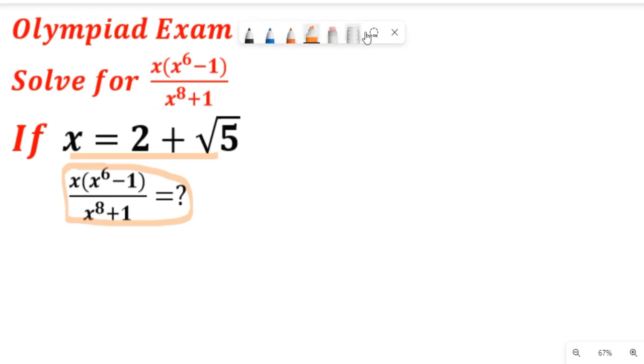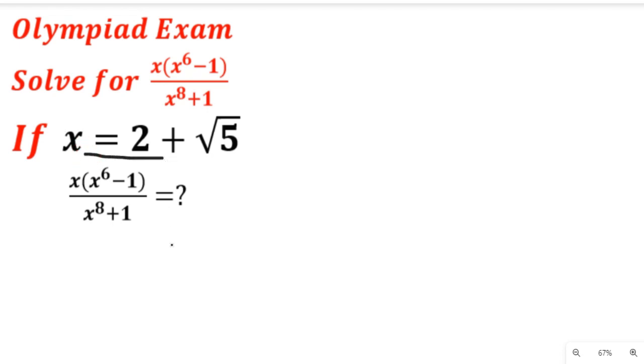But since this is a Maths Olympiad question, it deserves a logical approach. So we're going to approach this solution logically. The first thing we're going to do is to work on this expression. And to work on this expression, we are given that x is equal to 2 plus square root of 5. So what we're going to do is we'll bring this 2 over here.